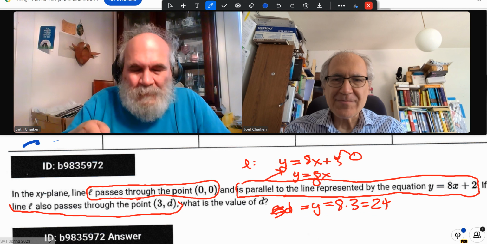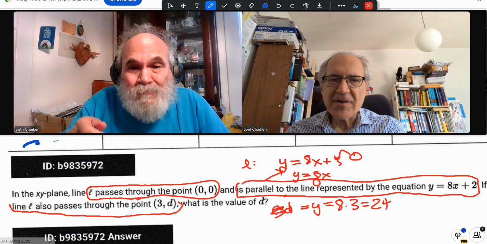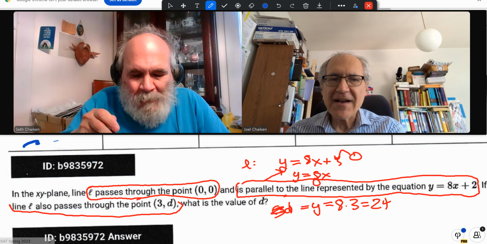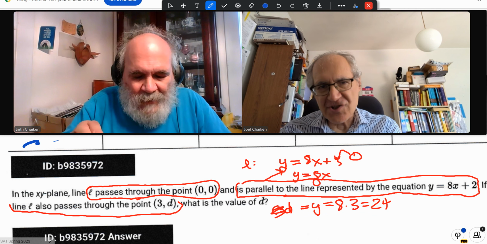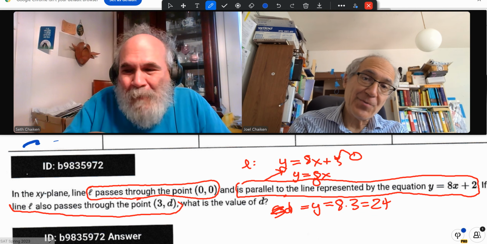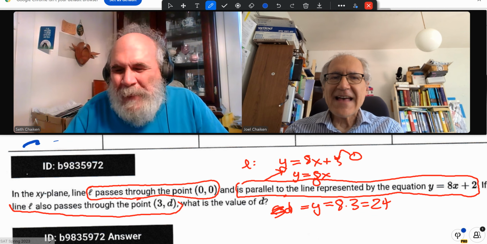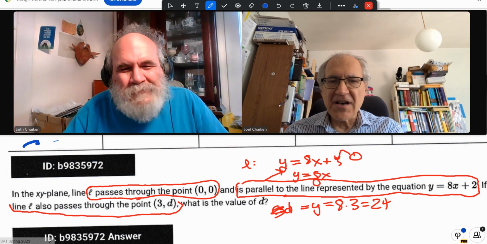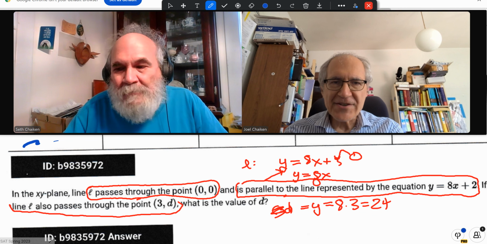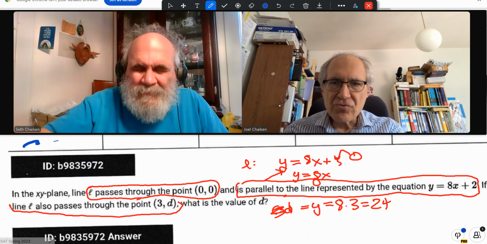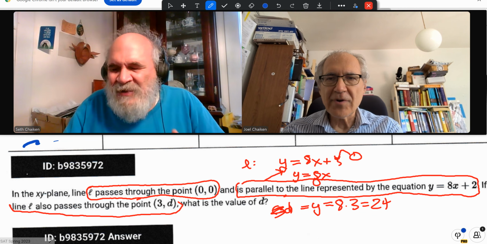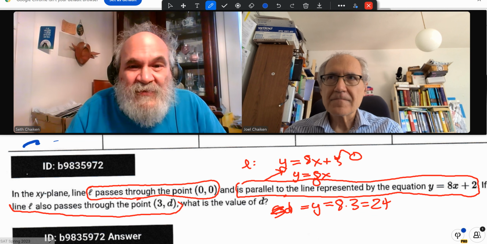Very, very fairly straightforward problem. It's like a three-part problem. First you have to figure out the slope of the line, then you have to figure out the equation of the line, and then you have to know the really important idea that a point on a line satisfies the equation of the line. Incredibly, well, what concept.